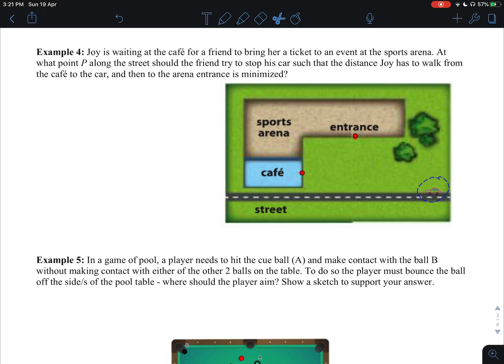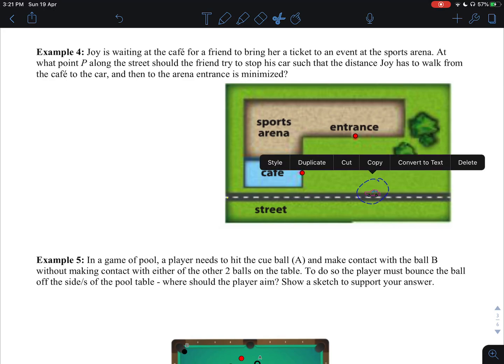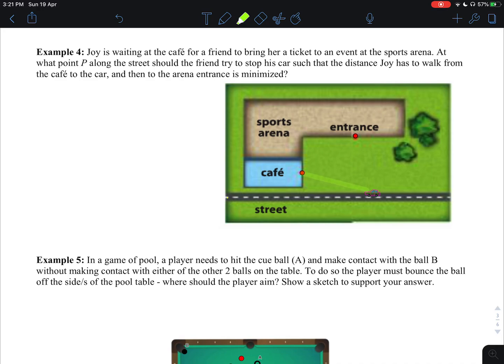So the idea is Joy's friend is driving along the road. At some point, the friend is going to stop, and Joy's going to come out of the cafe to the car, pick up her ticket, and then go on to the entrance. You can see where I've positioned the car now is obviously not going to be the optimum place, and so the objective in this problem is to get Joy to be as efficient as possible, lazy or efficient either way, and so we want her to be able to walk the shortest distance possible.